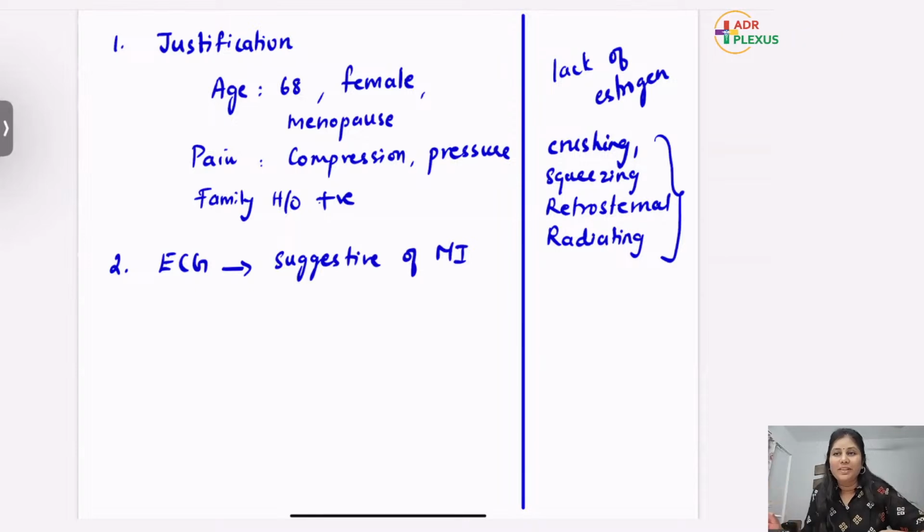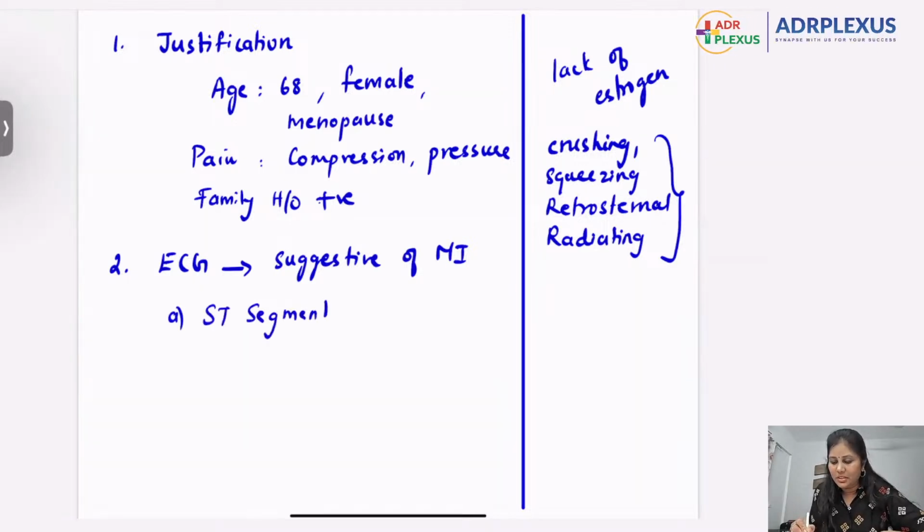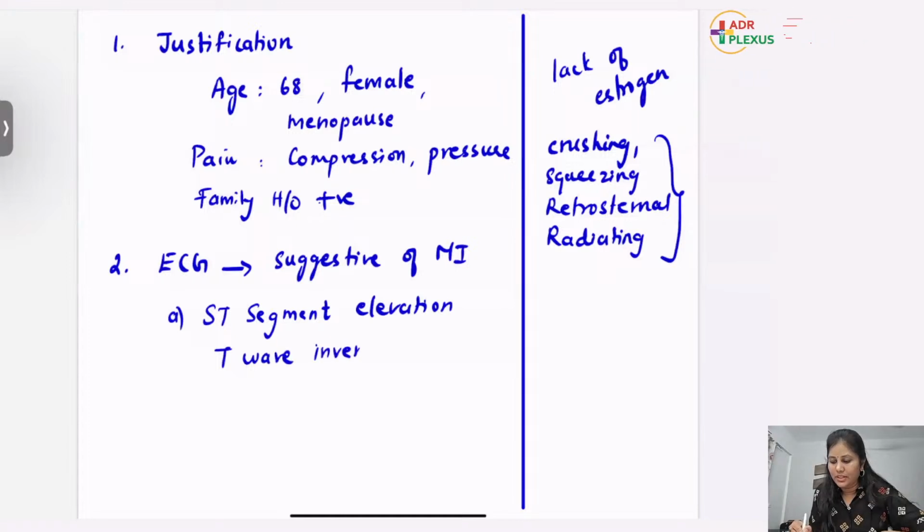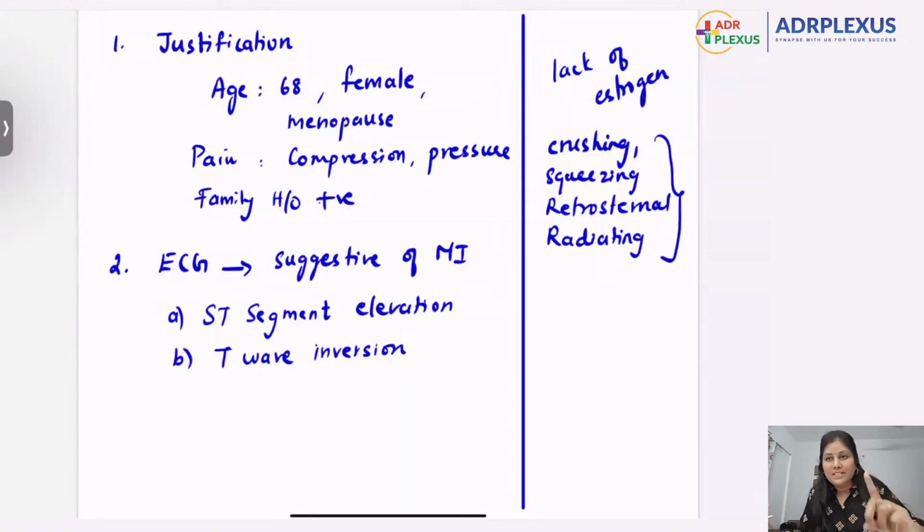Now we'll have to know what the ECG findings present in MI are. Now, what are the ECG changes? The two cardinal changes in ECG when a person is having MI are ST segment elevation and T wave inversion. Okay, these are the cardinal points of ECG. One is ST segment elevation, the other one is T wave inversion.